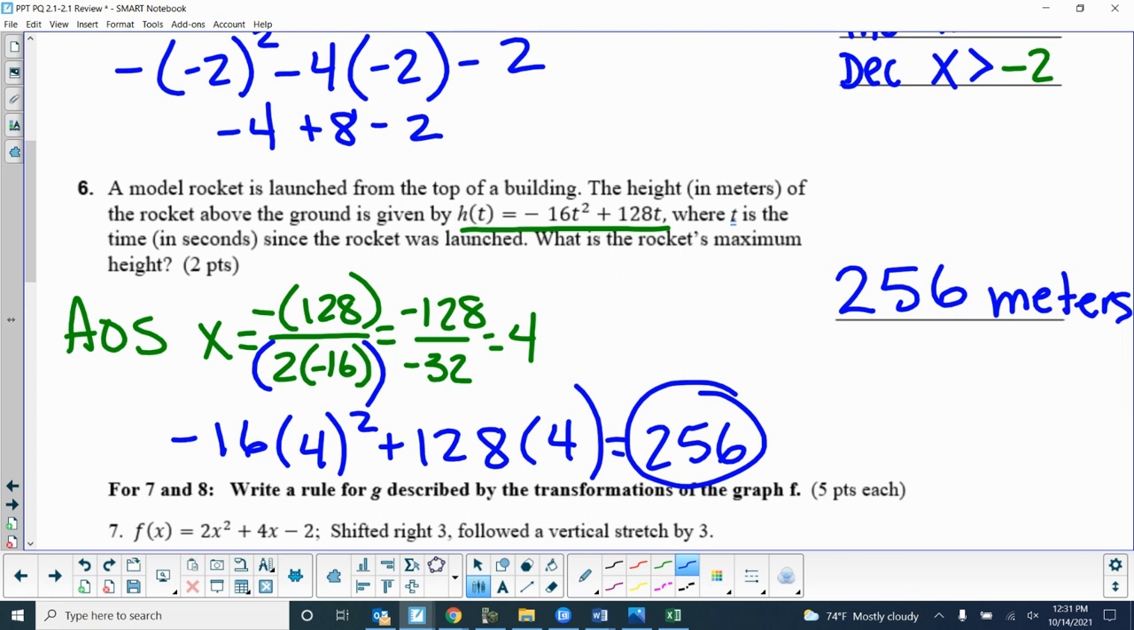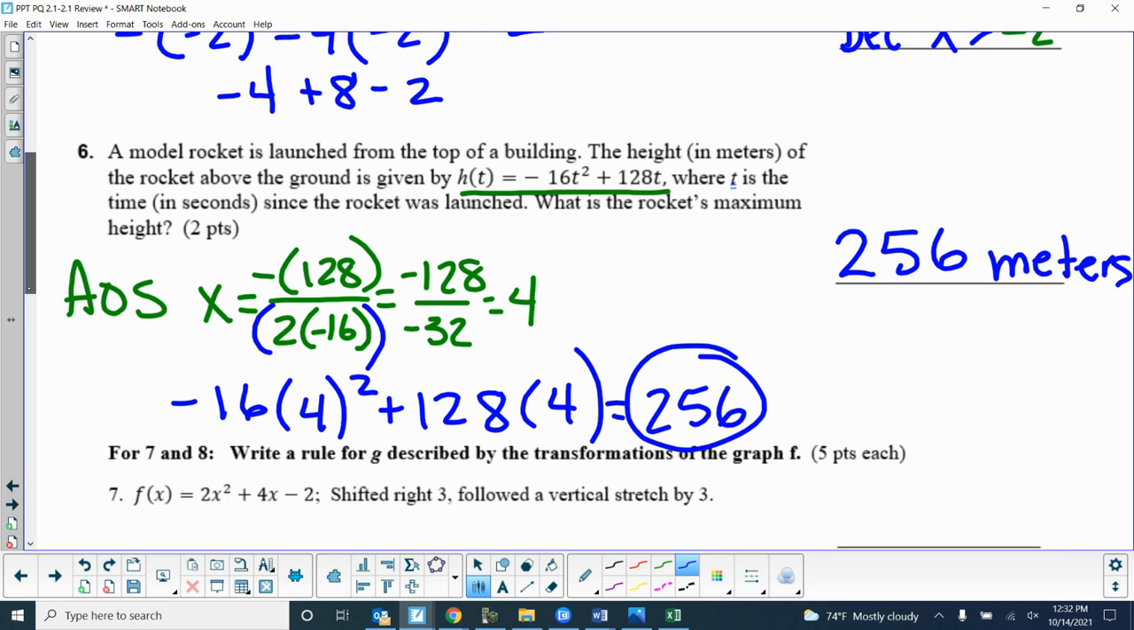So number 6, all you're doing is finding the vertex. And then whatever the y value is, that's your answer. So don't make it harder than it is. Don't try to second guess yourself.